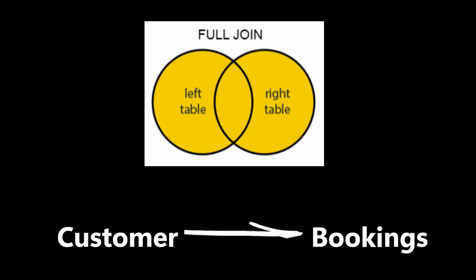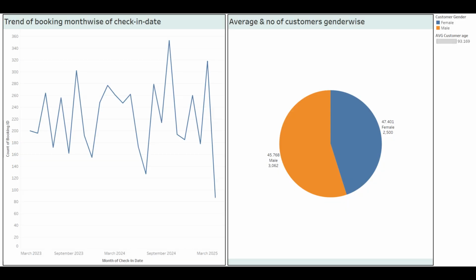Next we have made a full outer join by using the two tables, in which we are getting the line chart of the trend of bookings, month-wise of check-in date. Here we are getting the trend line of number of bookings according to the month of check-in date. Here we have used a calculated field for number of bookings.